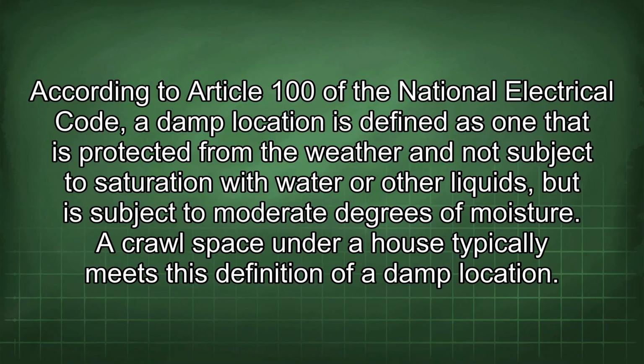According to Article 100 of the National Electrical Code, a damp location is defined as one that is protected from the weather and not subject to saturation with water or other liquids, but is subject to moderate degrees of moisture. A crawl space under a house typically meets this definition of a damp location.